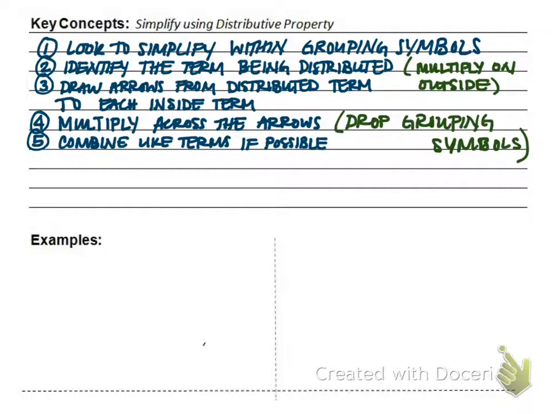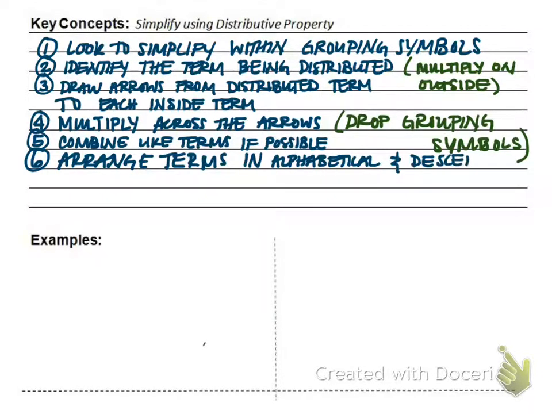And finally, we're going to arrange the terms in alphabetical and descending exponential order. So arranging the terms in alphabetical or descending exponential order. And again, reminder from 2.1 that descending means going from the highest to the lowest.